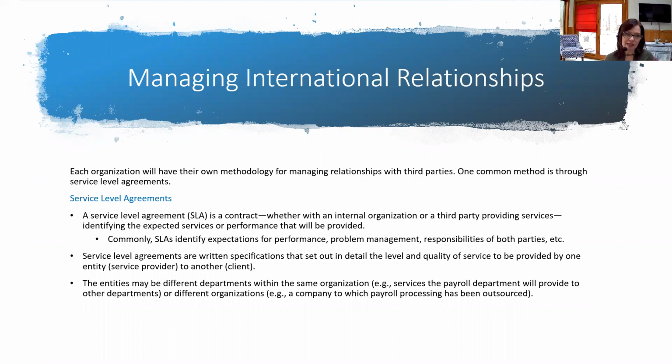Service level agreements are written specifications that set out in detail the level of quality and service to be provided by one entity, the service provider, to another, the client. The entities may be different departments within the same organization. An example, services the payroll department will provide to other departments, or different organizations, a company to which payroll processing has been outsourced.